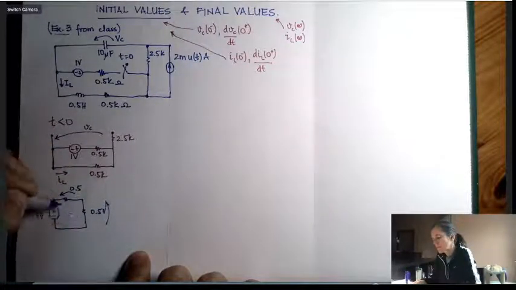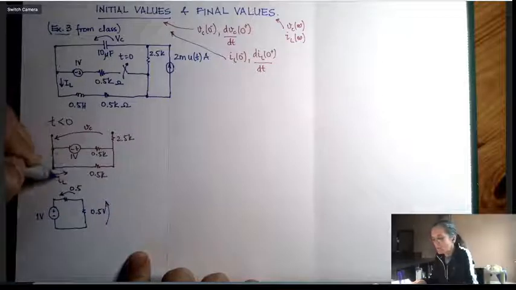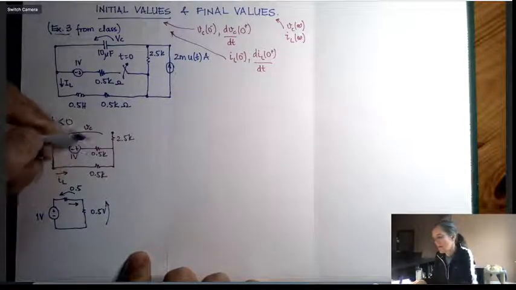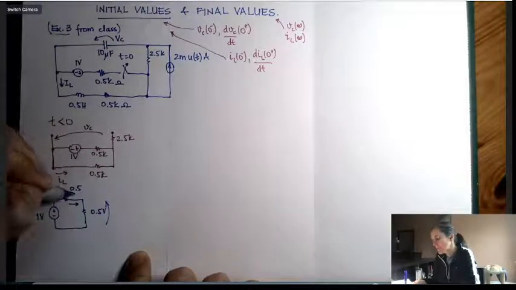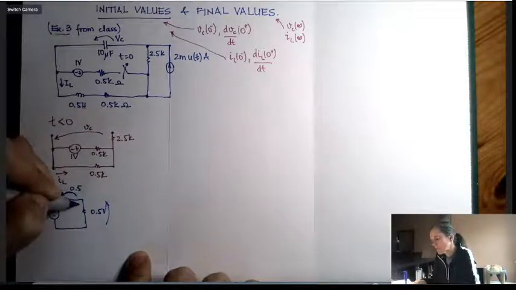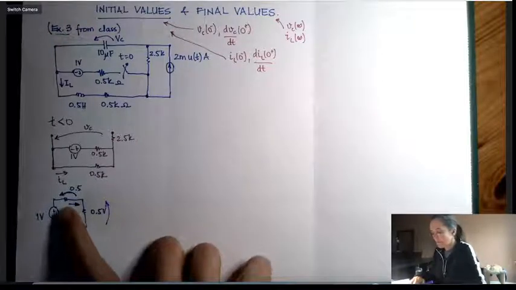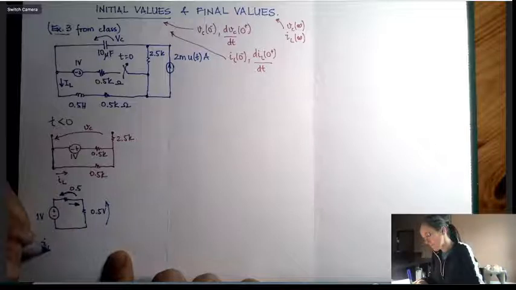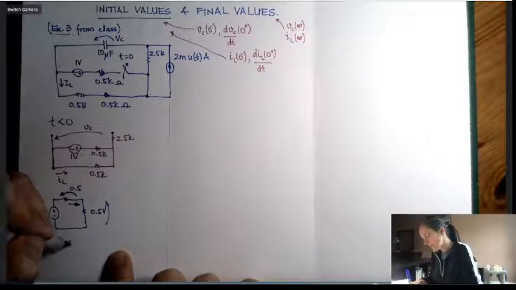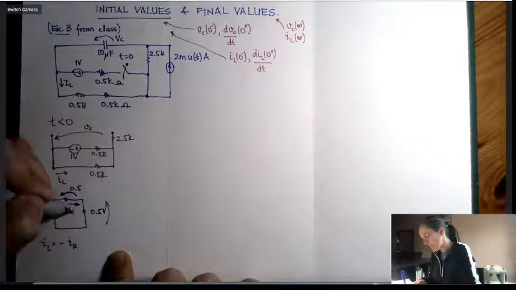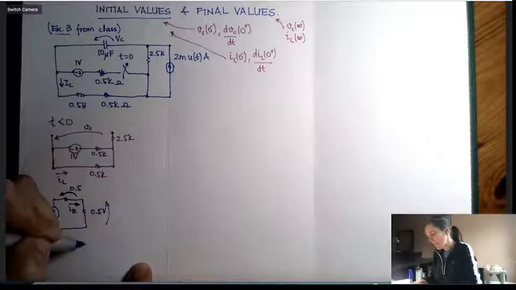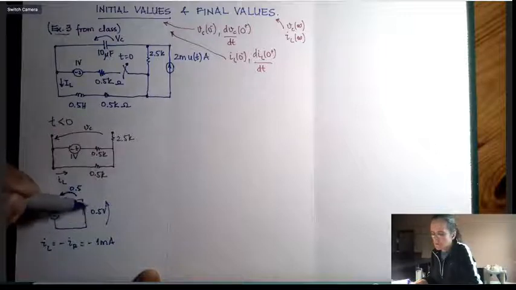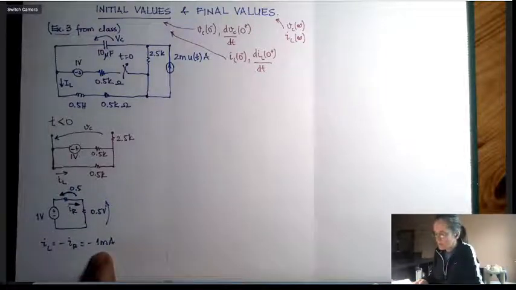And this is 0.5 and 0.5K. So the current, in principle, is going to go this way, because the voltage drop is in this direction. The current through the resistor is this way, but the current through the inductor is the opposite. So IL is minus IR, if I'm calling this IR, and it's minus 1 milliamp, because 1 volt divided by 1 kilo ohm is 1 milliamp.